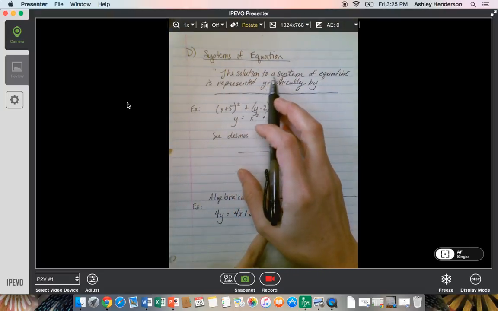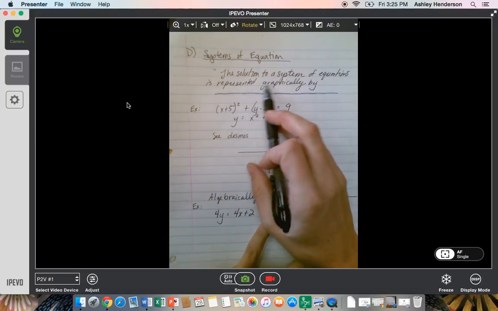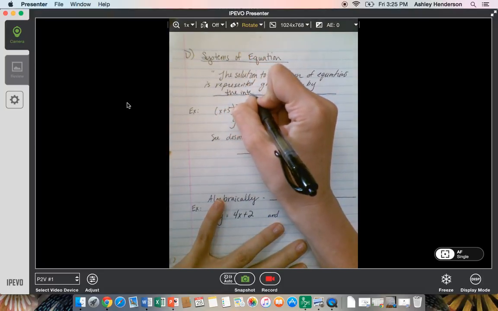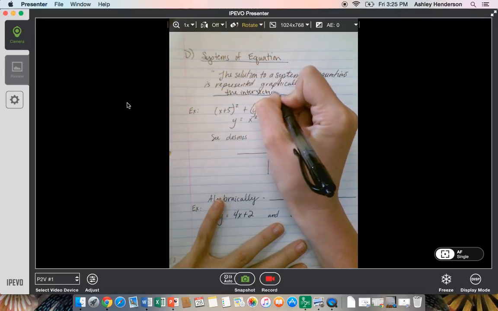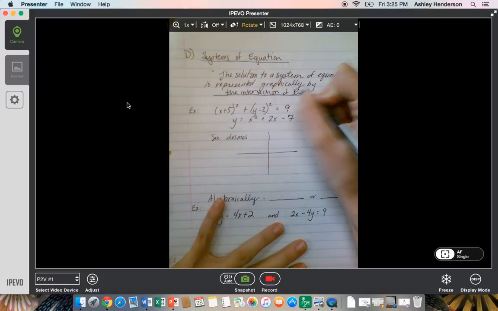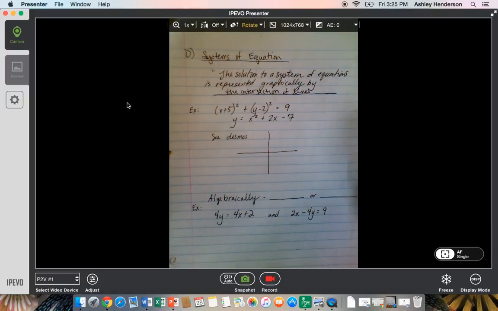So the solution to a system of equations is represented graphically by the intersection of lines. So it could be 2 lines or 3 lines, it doesn't really matter, but it's wherever they intersect. Could be multiple times, could be once. That is the solution to a system of equations. That's when their x and their y work for both equations.